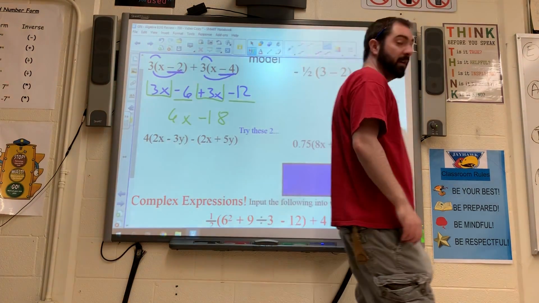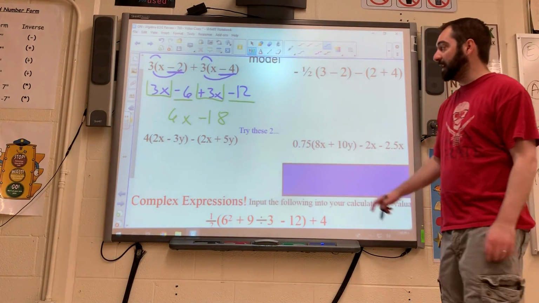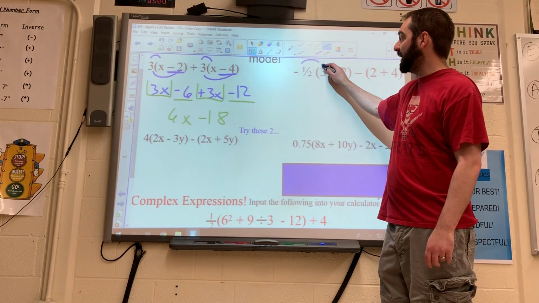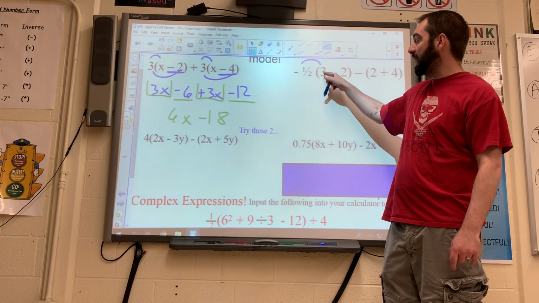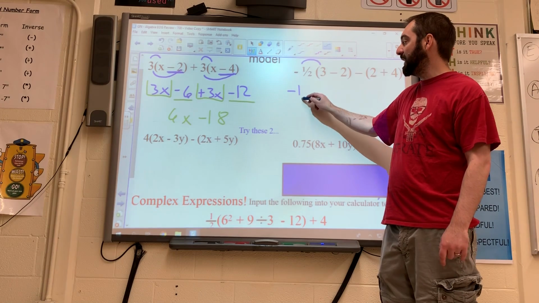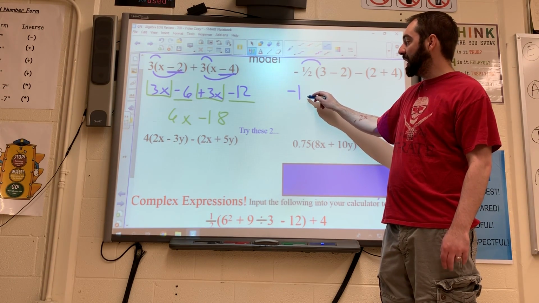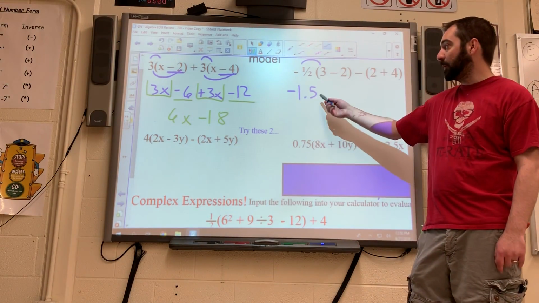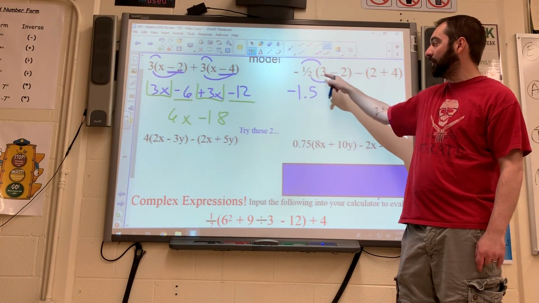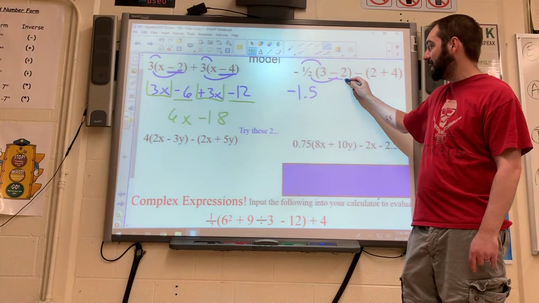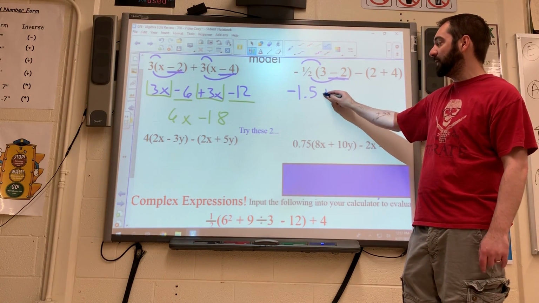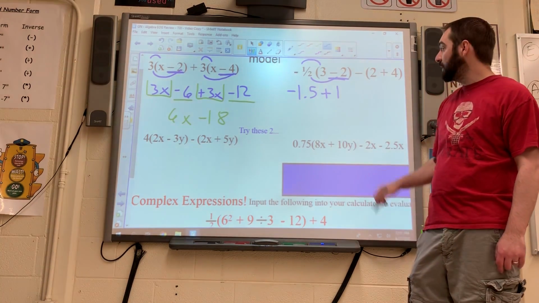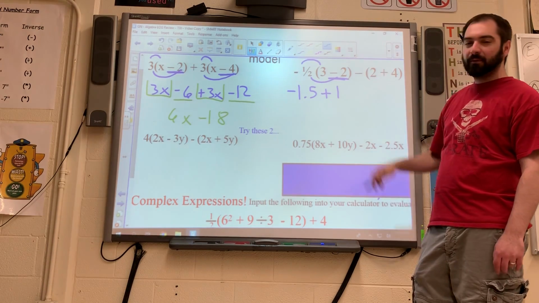Second example I have here, again, being careful with your negatives and your decimals, or fractions in this case. Negative 1/2 times 3 is negative 1 and 1/2. I'm going to change them to decimals just to make my life a little bit easier. Negative 1.5. The under, negative 1/2 times negative 2. Again, I have to see this as a negative 2. Well, half of negative 2 is positive 1. And then this, well, there's a negative all by itself.